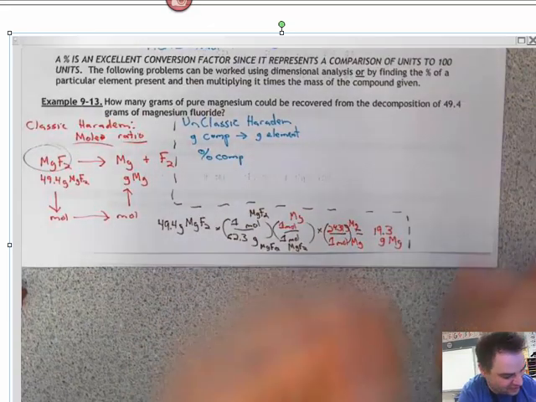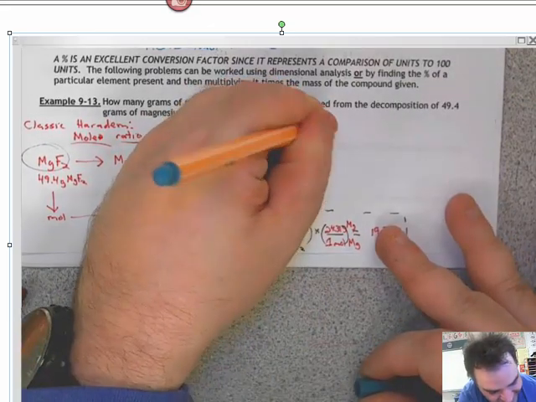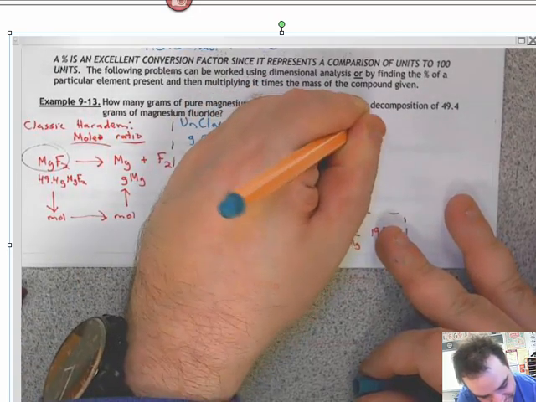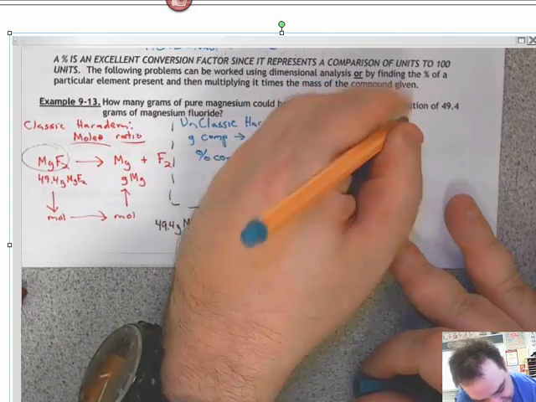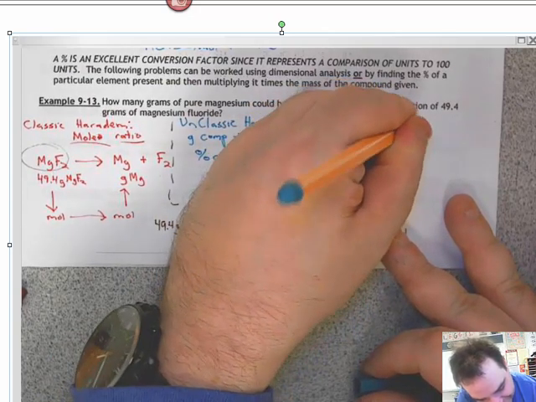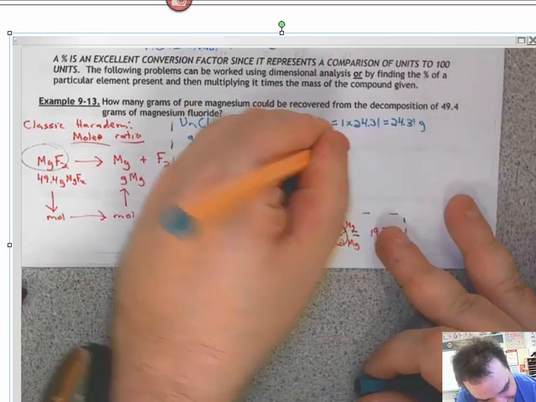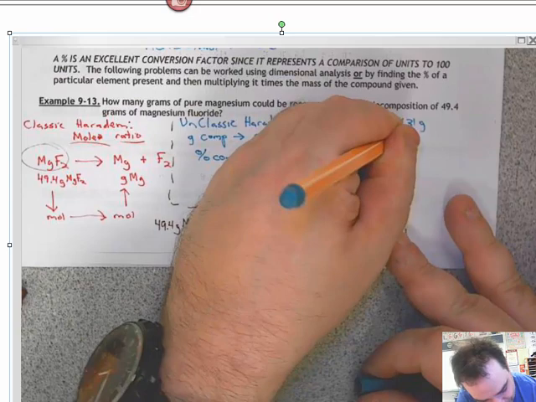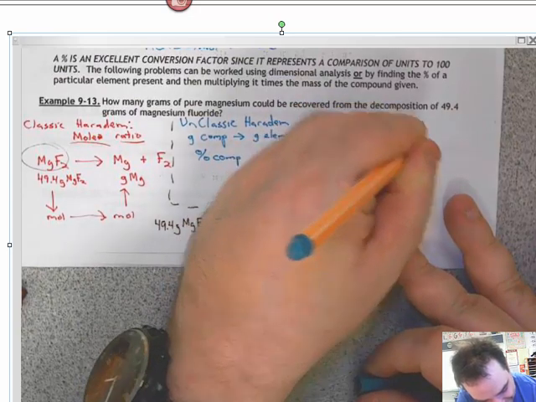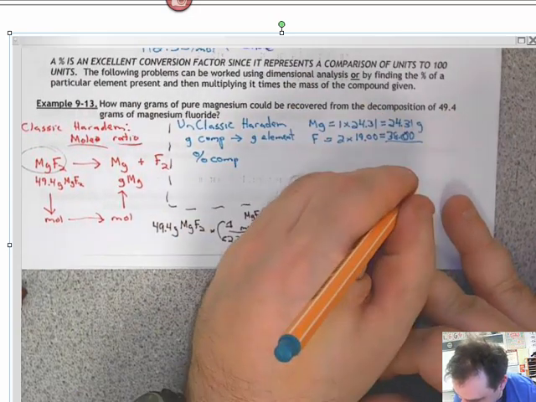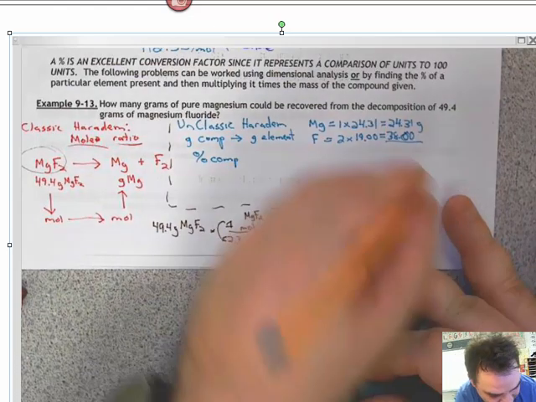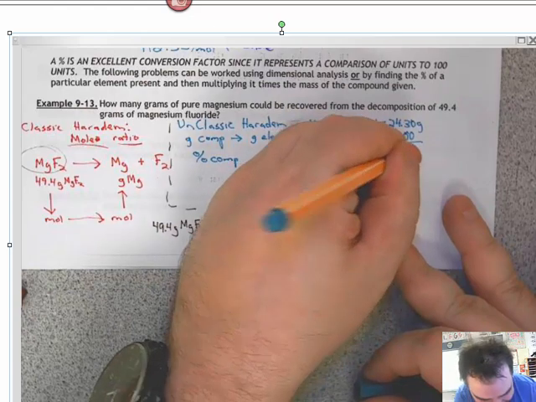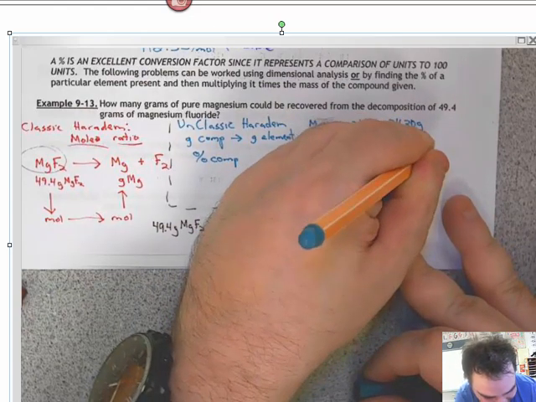So what I do in this method here, magnesium and fluorine, find the molar mass. This is 1 times 24.31. So this is 24.31 grams. Fluorine is 2 times 19.00. That should be 38.00. You add the two together, you get that 62.31, or let's use 62.30 here. 62.3 grams per mole.